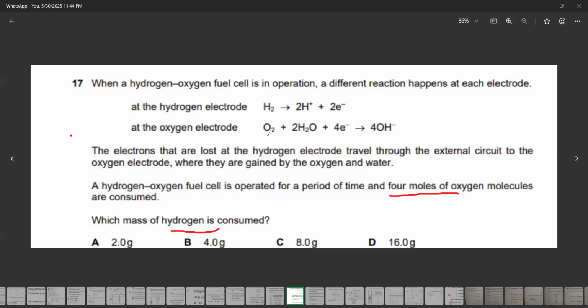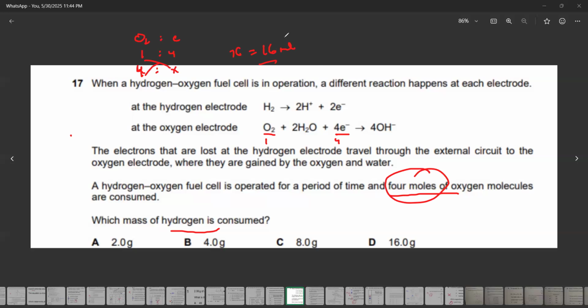So first, what is the ratio between oxygen and electron? Because electron is the same in both equations. So the ratio between them is 1:4. If I have 4 moles of oxygen, given in the question, how many moles of electron? X. Cross multiply. So what is the value of X? X will be 16, so I will have 16 moles of electrons.